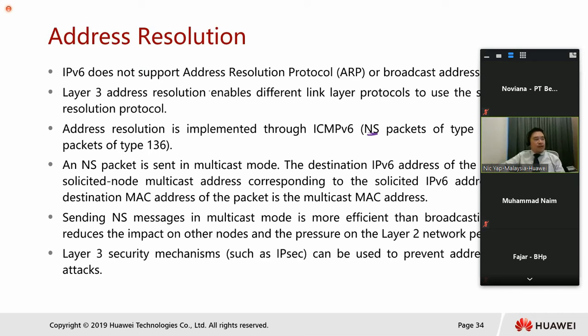Layer 3 address resolution enables different link layer protocols to use the same address resolution protocol. That is what it means. ARP belongs to layer 2, and to use different link layer protocols with the same address resolution, they implement ICMPv6, because ICMP is on layer 3 as well. So instead of doing it above layer 2, I do it above layer 3. Under ICMPv6, I perform the address resolution.